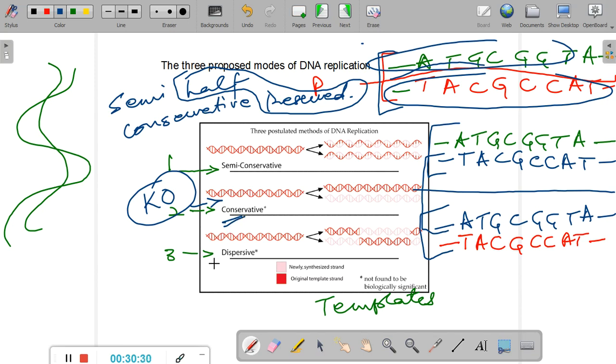Anyways, there was also another theory proposed at that time, which was known as the dispersive mode of replication, according to which the parental strand of DNA breaks up. First of all, it breaks up into segments of different lengths. So now we've broken this into different lengths. Let's say this part here is here, this part here is here, and this part here is here. So dispersive is basically scattered.